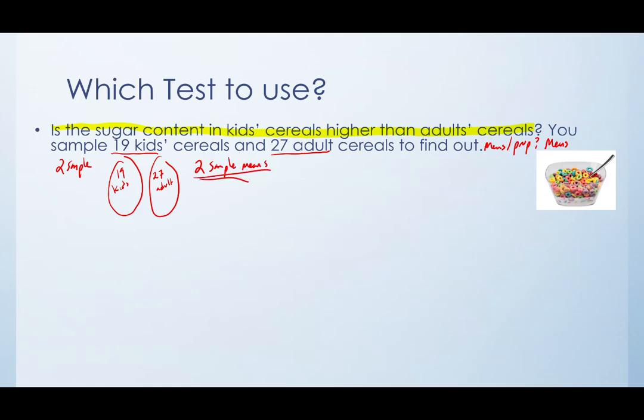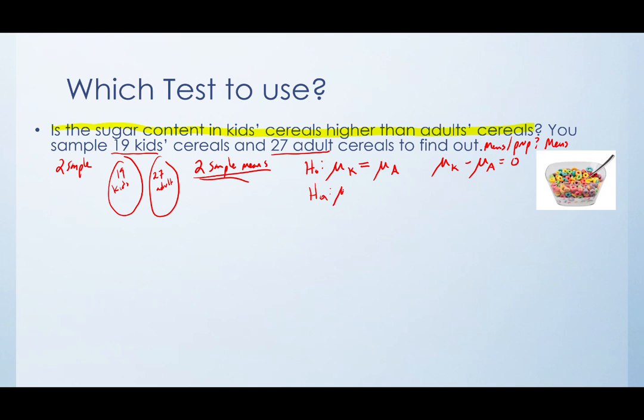Okay, so our null, these ones are easier, I think. Our null would just be that the mean, and I'm going to use mu sub k and mu sub a for kids and adults, are equal. That there's no difference in the sugar content between kids cereals and adult cereals. Boom, done. And if you write this as a difference, this would be kids minus adults equal to 0. Either one of those is fine, or adults minus kids, also equal to 0. I just happened to write kids first.